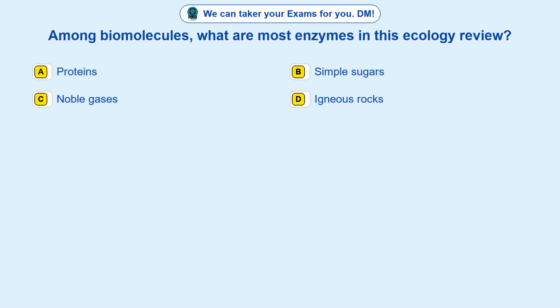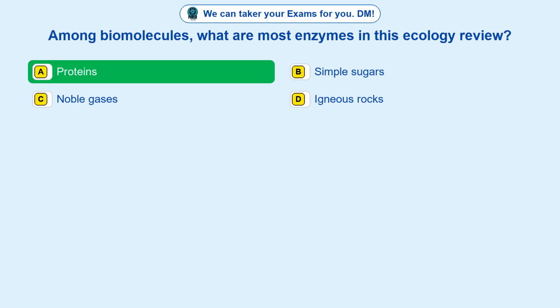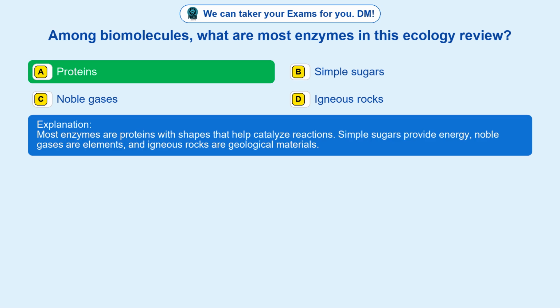Question 30. Among biomolecules, what are most enzymes in this ecology review? Option A, proteins. Option B, simple sugars. Option C, noble gases. Option D, igneous rocks. The correct answer is option A, proteins. Most enzymes are proteins with shapes that help catalyze reactions. Simple sugars provide energy, noble gases are elements, and igneous rocks are geological materials.